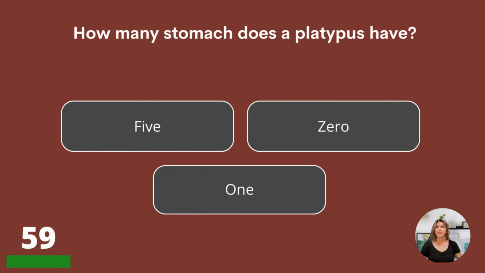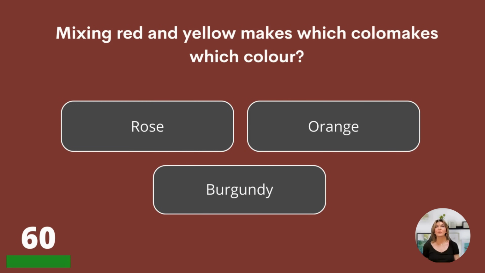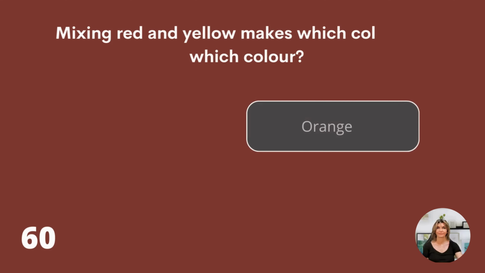How many stomachs does a platypus have? 5, 0, or 1? Zero. Mixing red and yellow makes which color? Rose, orange, or burgundy? Orange.